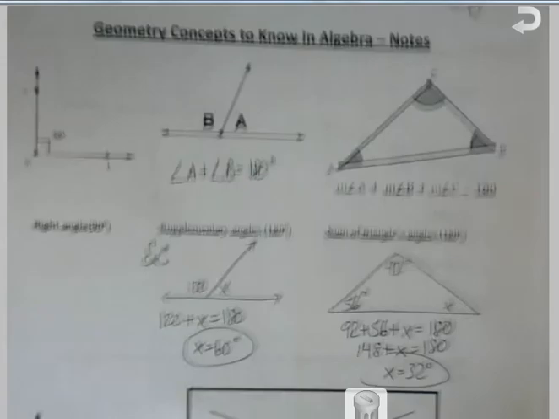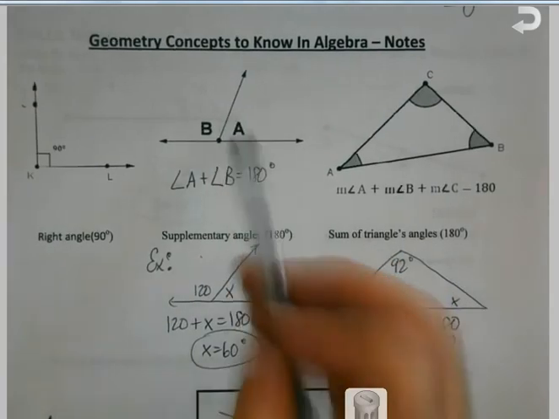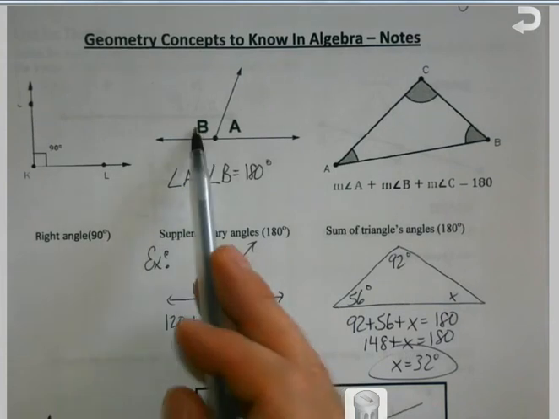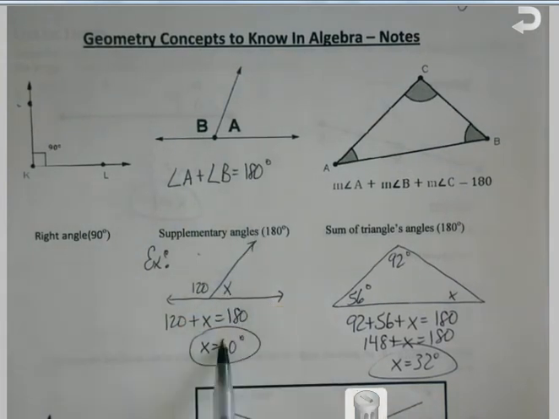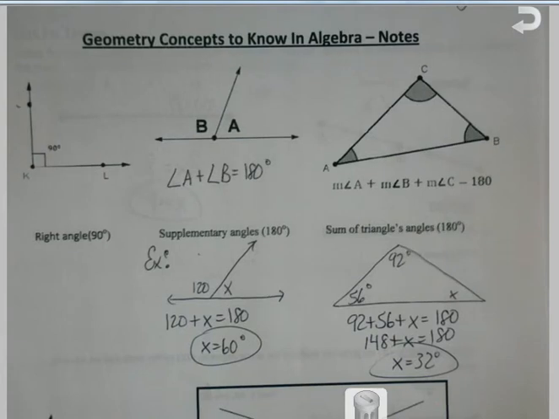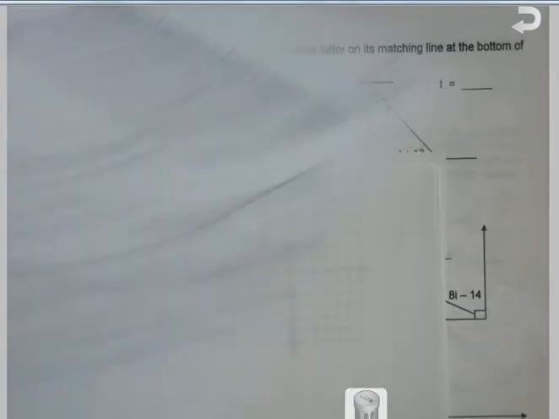I've seen something like that before. Oh wait, I have. Okay, these 2 make a straight line. They add up to 180. And we've done an example down here. So here, what's that? Okay.